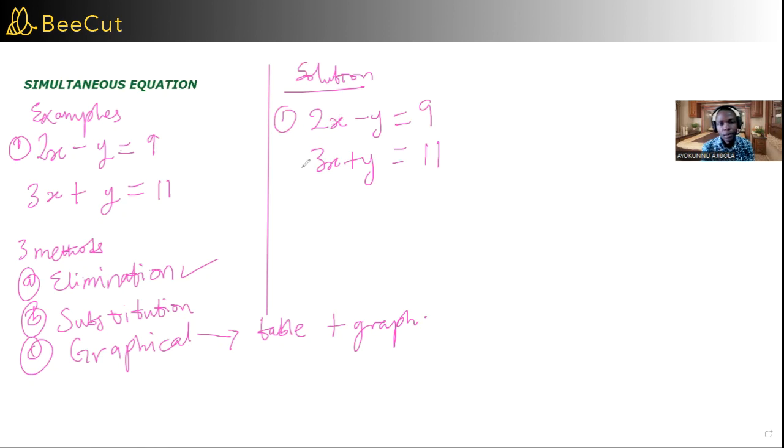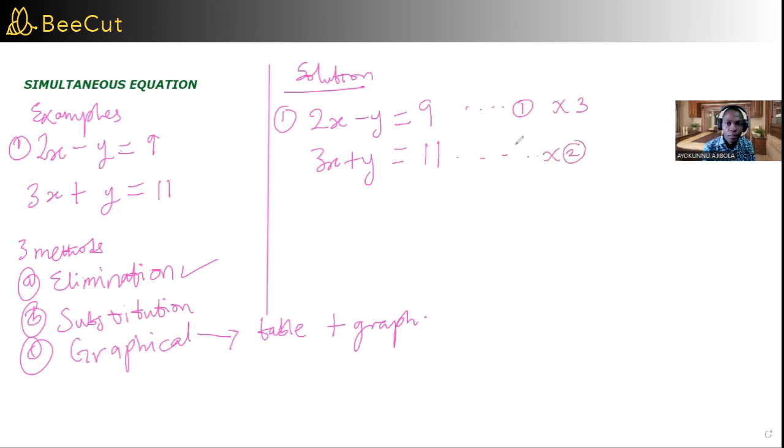Now, look at it and think, how many x is here? That's 2x. How many x is here? That's 3x. So the numbers you can see there are 2 and 3. Find the LCM of those numbers. The LCM of 2 and 3 is 6. So what can you do to 2 to become that LCM? You're going to multiply by 3. So equation 1, multiply by 3. Then equation 2, multiply by 2.